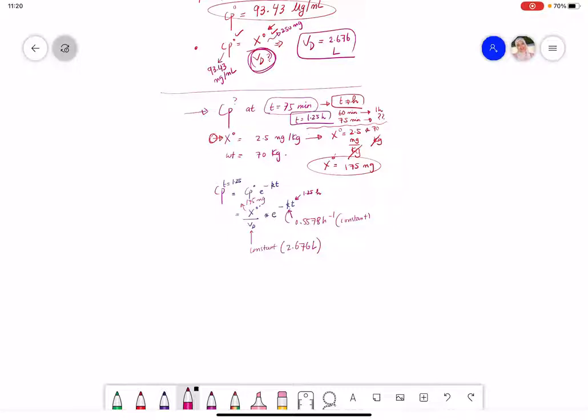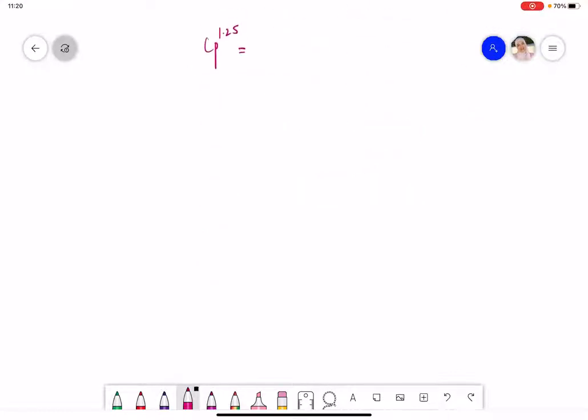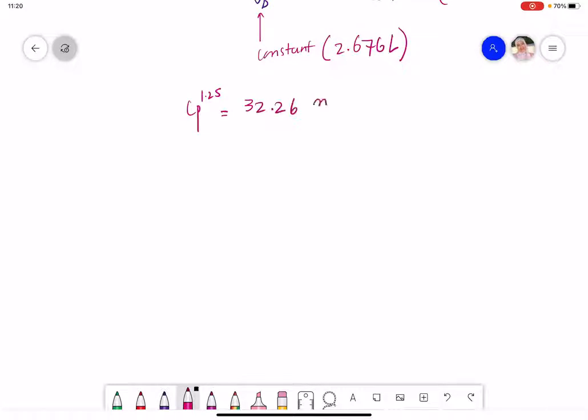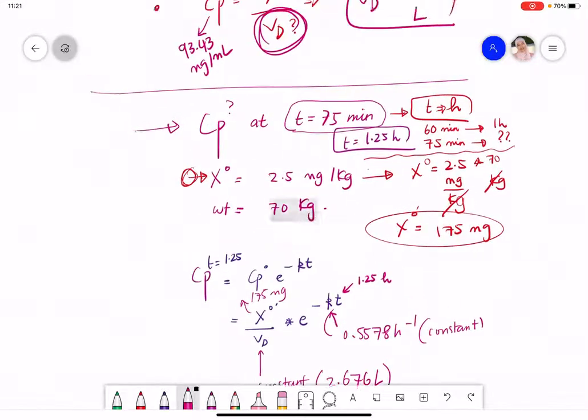And to determine the concentration at this time, CB at 1.25, this will be equal to 3226 milligram per liter, which is 3.226 microgram per milliliter. Okay? And by this, we are done with this part.